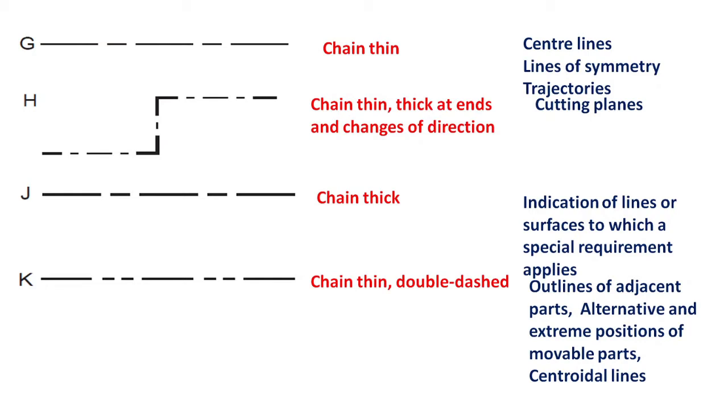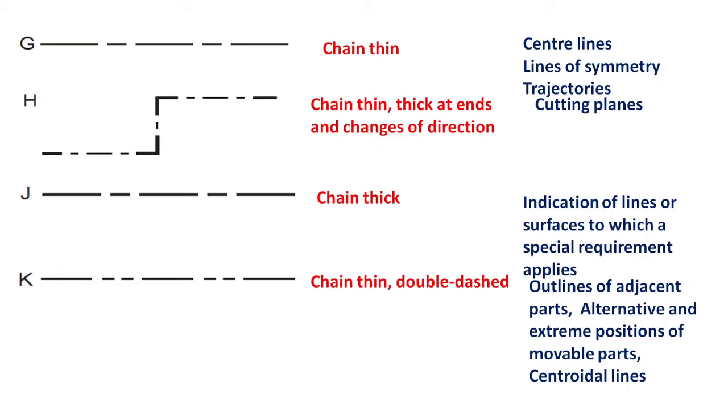The next one is the G type. It is a chain thin line, which has a long dash as well as a short dash. This type of line is used to draw center lines or lines of symmetry as well as trajectories.